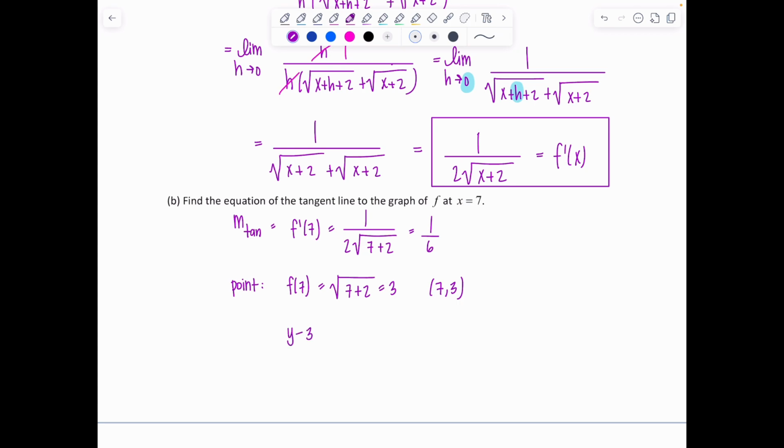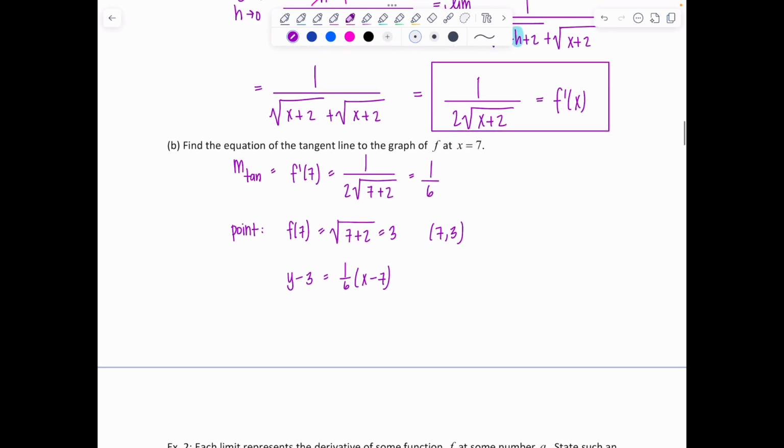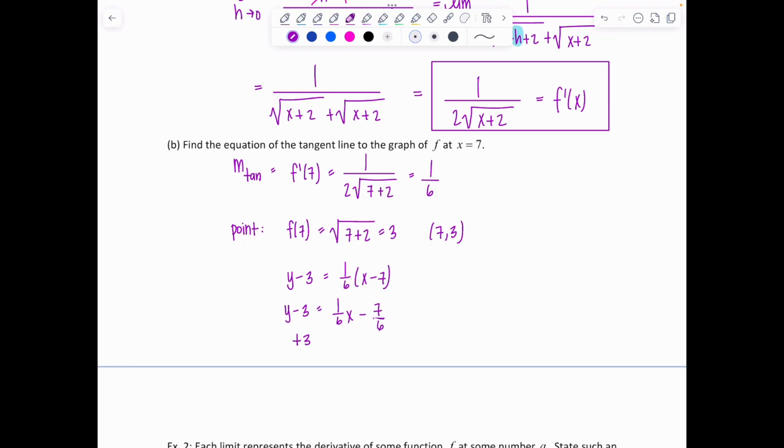So we'll have y minus 3 equals 1/6 times x minus 7. And then let's see, this is y minus 3 equals 1/6 x minus 7 over 6. Add 3. Add 3. So we need to get a common denominator. That's going to be 18 over 6. So we're going to end up with y equals 1/6 x plus 11 over 6. How are we doing? Are you guys okay? Yes? Very good. All right.